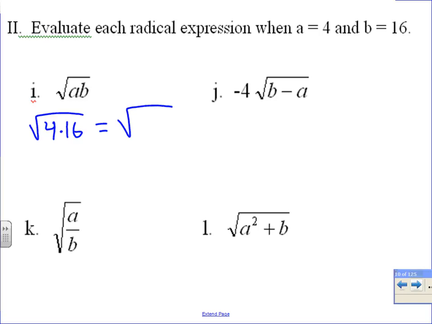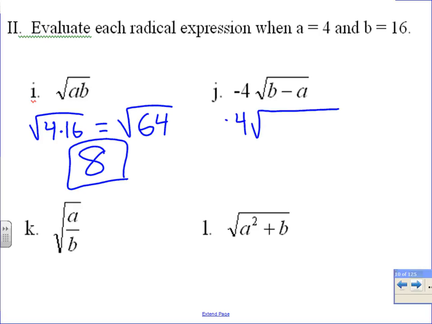What is 4 times 16 without your calculator, Kevin? Good, 64. Without the calculator, what is the square root of 64? Grace, good job. That is a perfect square. 8 times 8 is 64. You know the square root of it is 8. Okay, second one, -4 and then in the radical symbol we have b minus a. So 16 minus 4. We're going to subtract first. We have -4 square root of 12.